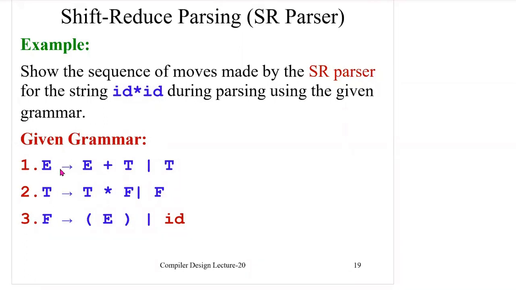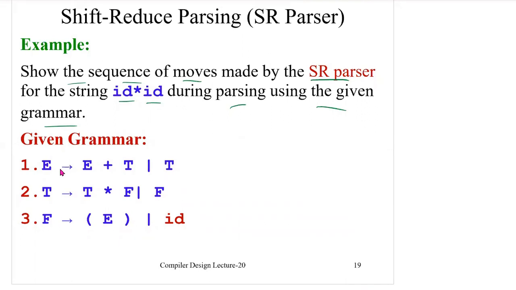The question will be like this. Show the sequence of moves made by the SR parser for the string id + id * id during the parsing using the given grammar. Here you can remember one point: a parsing table is not required in a shift reduce parser, whereas in a predictive parser, the parsing table is essential. So without a parsing table, by seeing the grammar, the stack and the input, we can do the shift reduce parser.